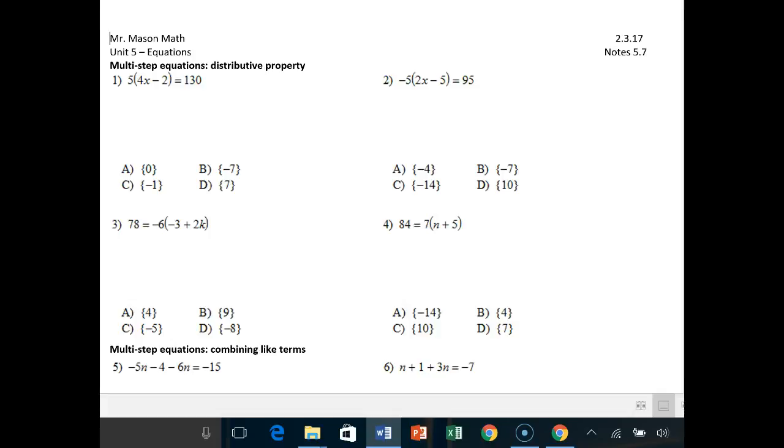Today we're going to crank it up a notch in Notes 5.7 and do multi-step equations, including distributive, combining like terms, and then also variables on both sides. Making sure that we're super comfortable with two-step equations is going to help us with this.